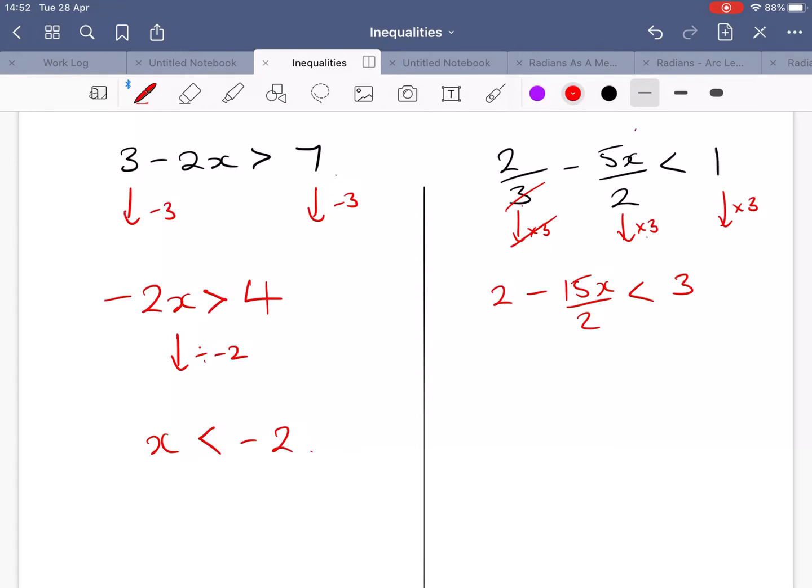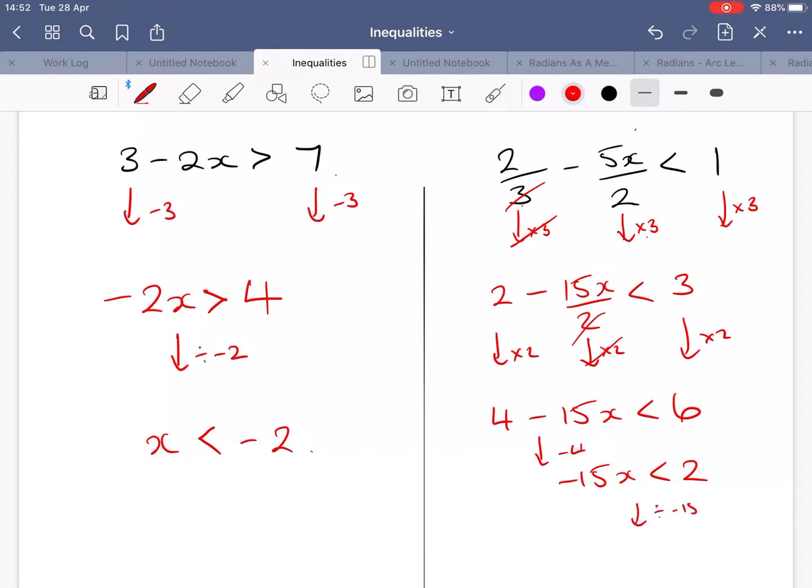Now I want to get rid of the 2 that's in the denominator, so I've got to multiply through by 2. And I would get 4 minus 15x is less than 6. Okay, so now I'm at the same stage that I was with the previous example. So I'm going to take away 4 and I'll get minus 15x is less than 2. Divide by minus 15. So I'm going to get x. Because I've divided by a negative, I've got to switch the inequality the other way around. And it becomes minus 2 over 15.